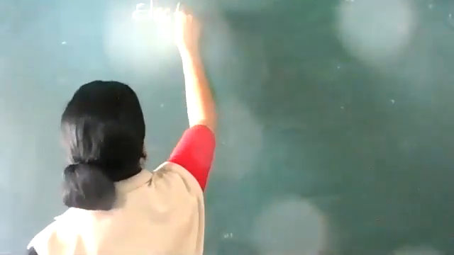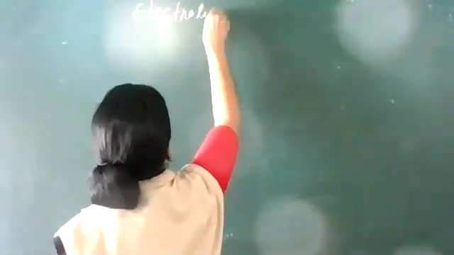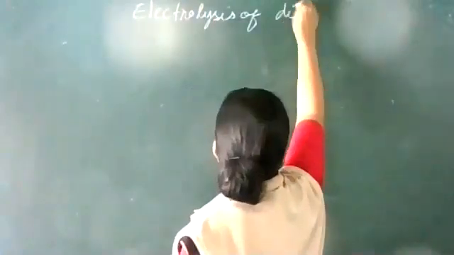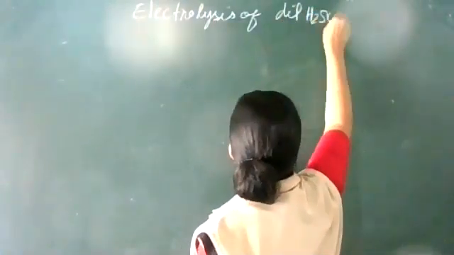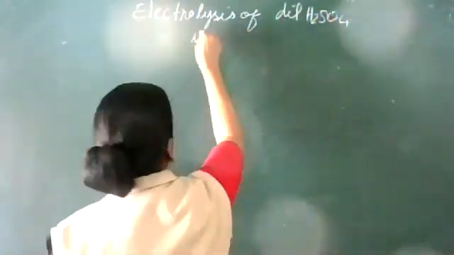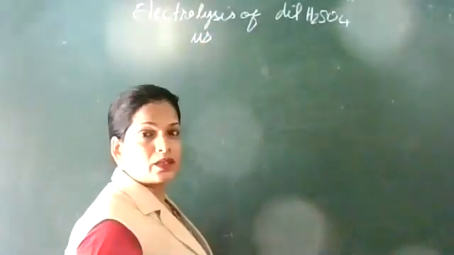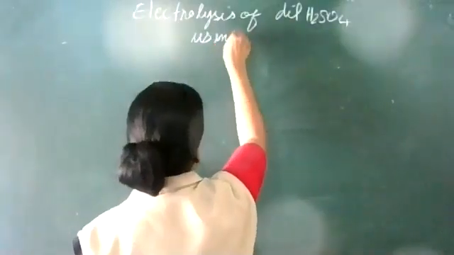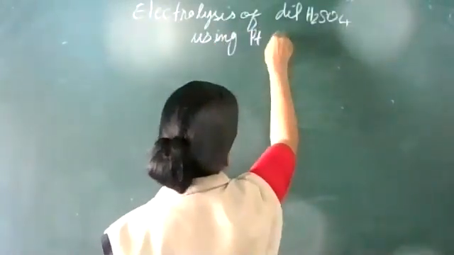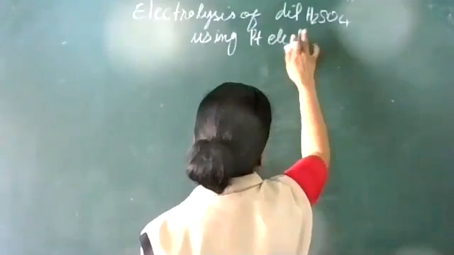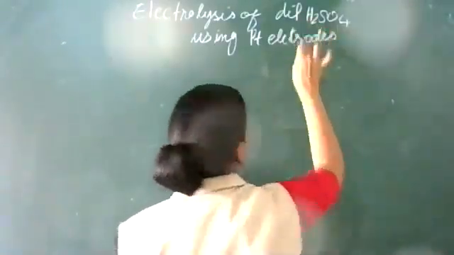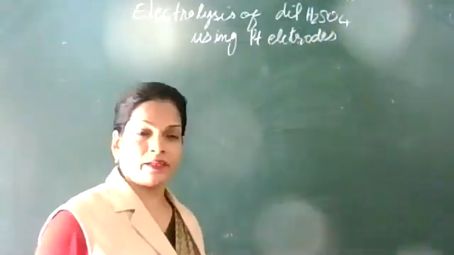Electrolysis of dilute H2SO4 using platinum electrodes. Electrolysis of dilute H2SO4, platinum electrolysis. Platinum electrodes are inert electrodes.